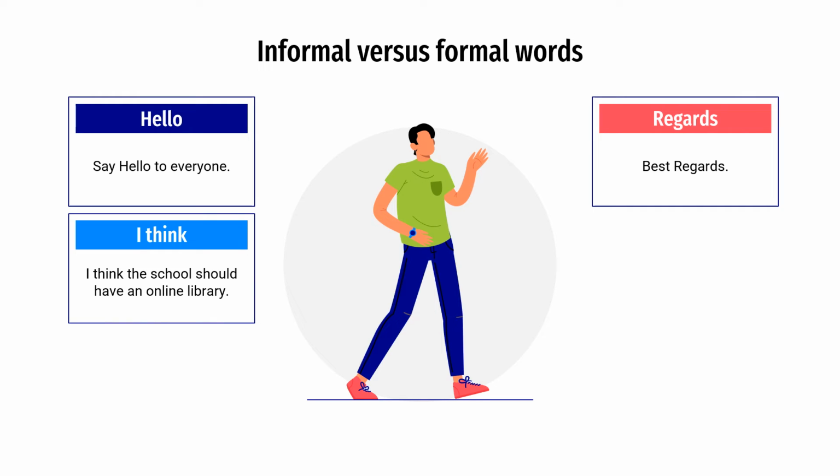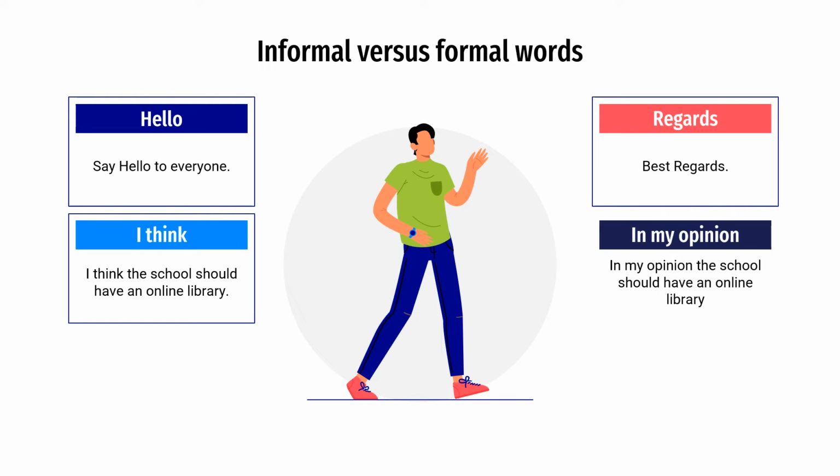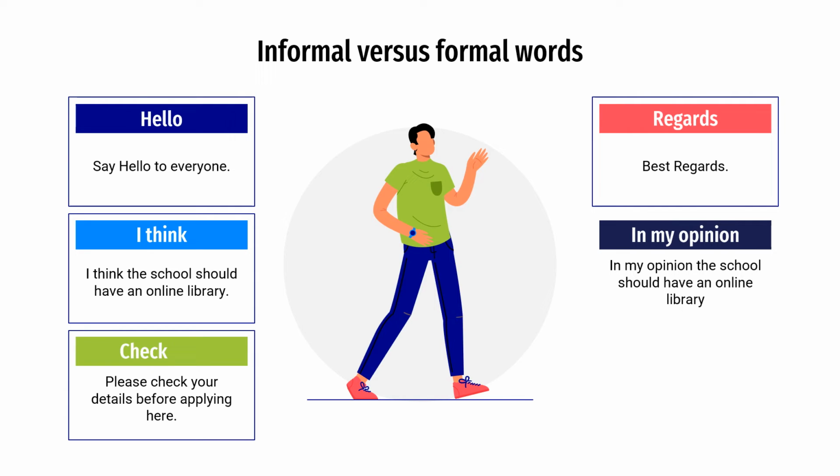Moreover, in place of I think, many times we say, I think this matter is serious, or I think this should be taken seriously. So instead of I think, you should say, in my opinion. So let's go for the sentences. I think the school should have an online library. So instead of that, you can say, in my opinion, the school should have an online library.